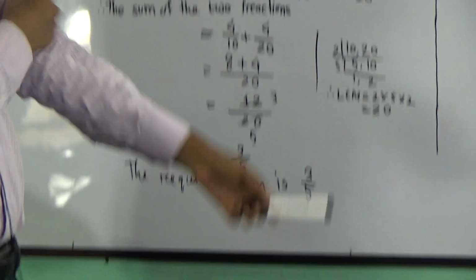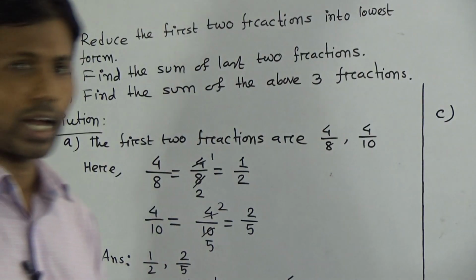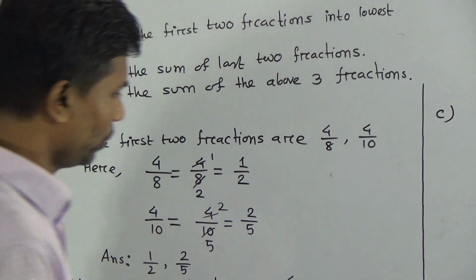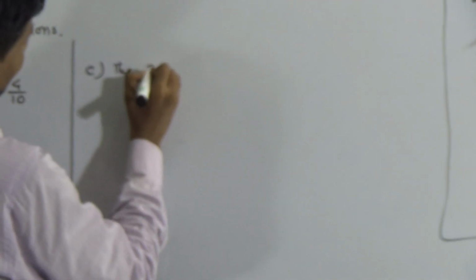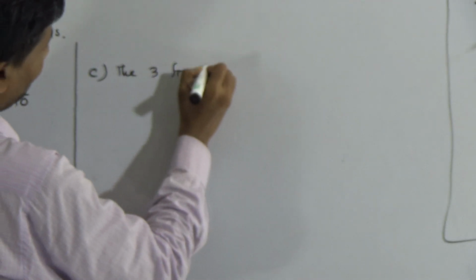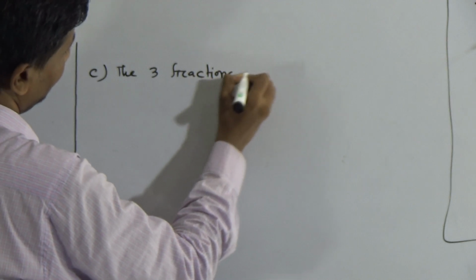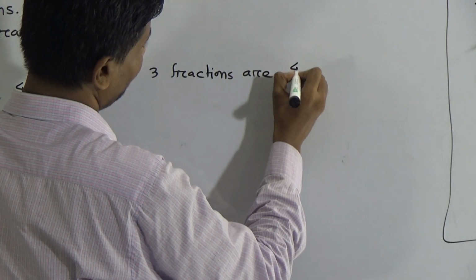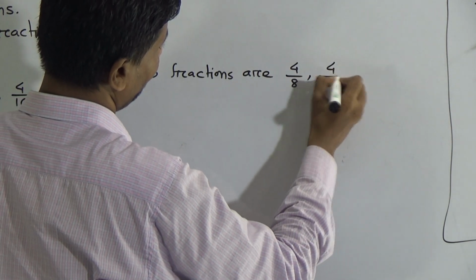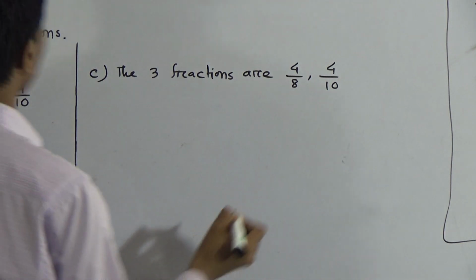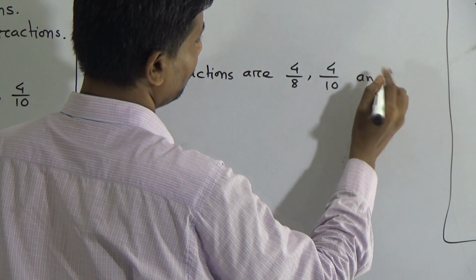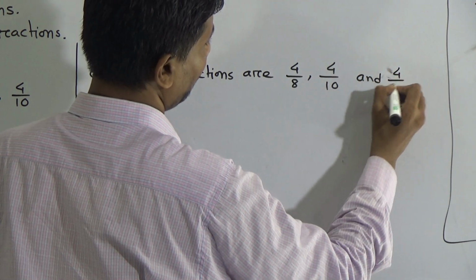Student, C number question is what? C number question is find the sum of the above 3 fractions. Okay, student, look, the 3 fractions are 4 by 8, 4 by 10 and 4 by 20.